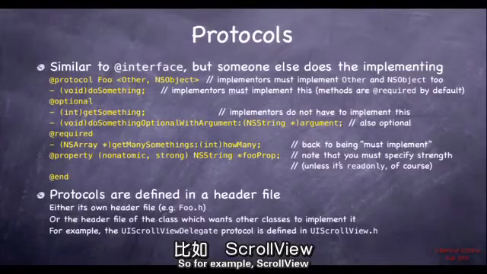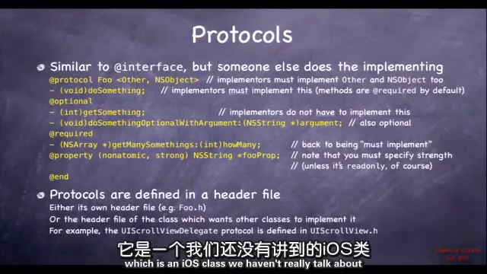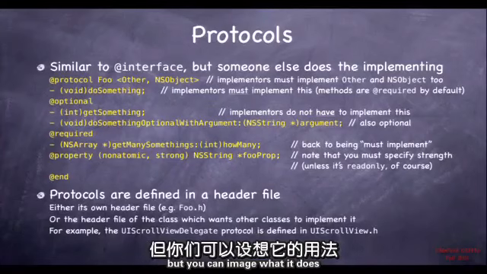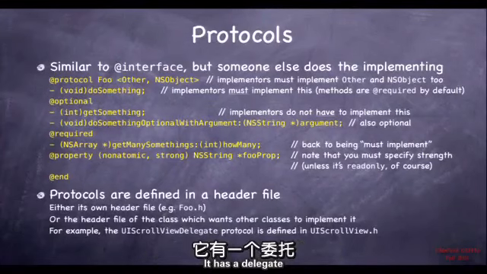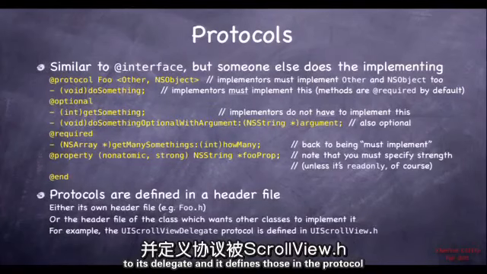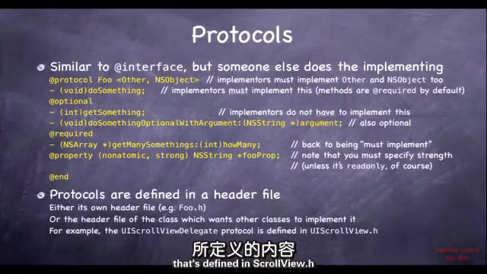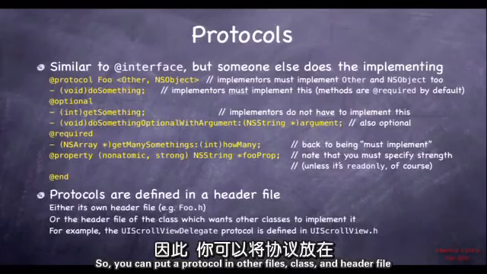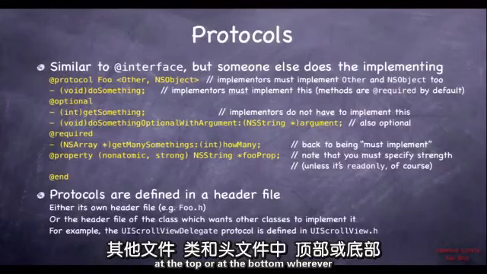So for example, scroll view, which is an iOS class we haven't really talked about, but you can imagine what it does. It has a delegate that has like a dozen methods that it can send to its delegate, and it defines those in a protocol that's declared in ScrollView.h. So you can put a protocol in another class's header file, at the top or at the bottom, wherever.